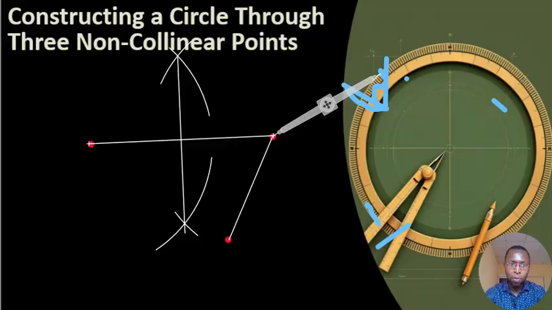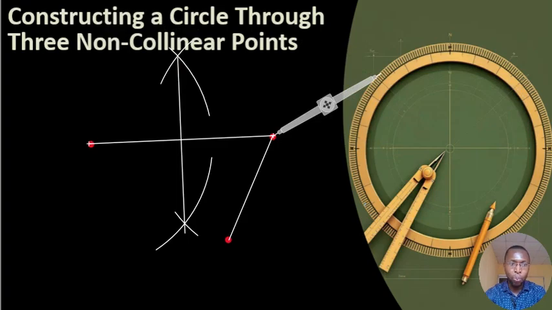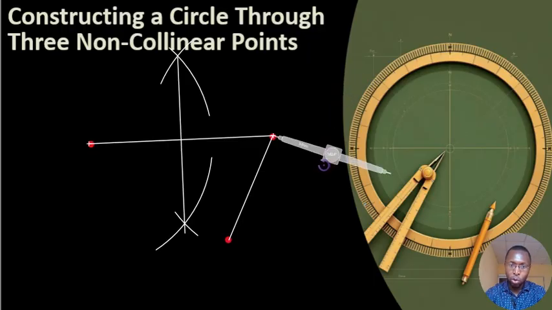Let me erase some of these things here. Let me erase this that we are not using. Okay, now the next thing is to pick your compass. Pick your compass again. Your compass is already at the tip of the second line now. So you rotate your compass close.